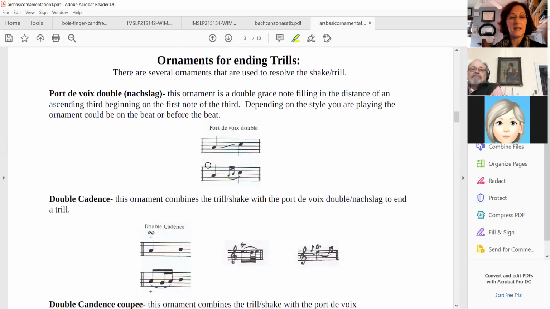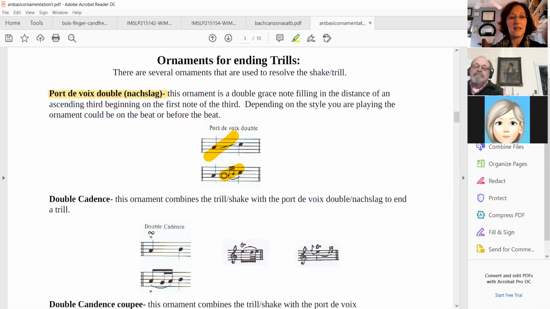All right. Part of the essential graces is to get us in and out of trills. And we have a series of ornaments that basically just kind of act around trills. Like, you don't really use some of these in the middle of a piece. You can use the porte-voix in the middle of a piece, but a lot of these just happen around a cadence. The porte-voix double, or in German the Nachschlag, uses either this symbol, which is the little slashy line, or the double grace note, and that fills in the space of a third ascending, not descending, ascending.